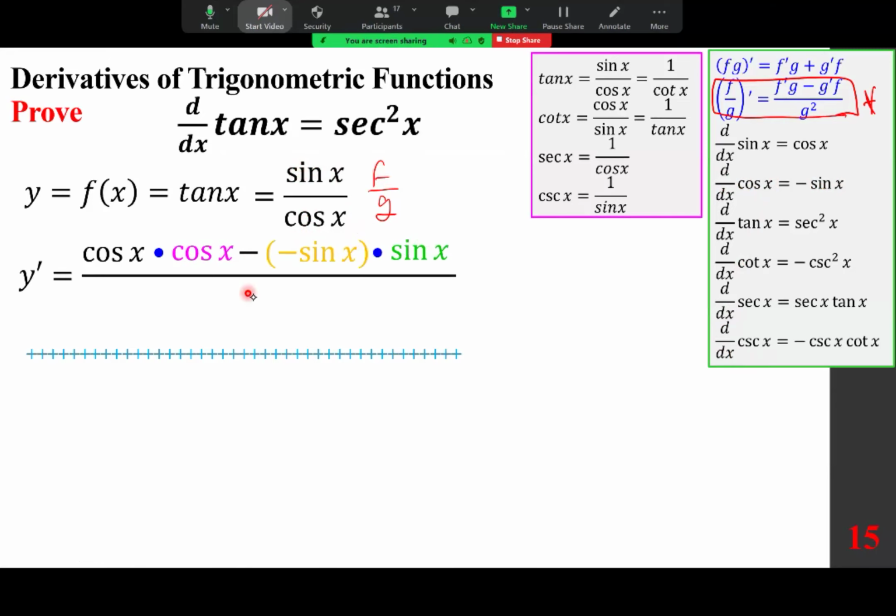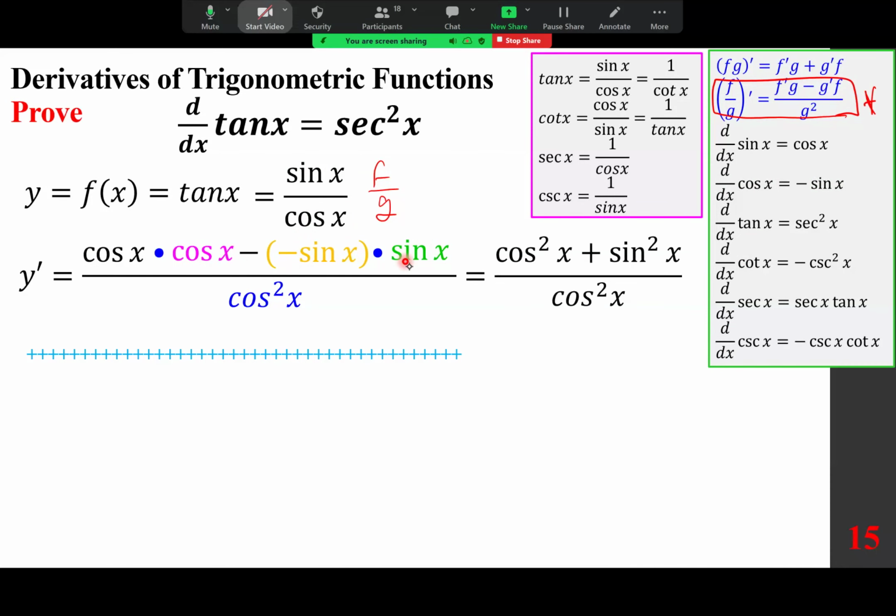So what do we have? Cosine squared plus sine squared. As you know, the sum of sine squared and cosine squared in any order is 1. If 1 over cosine x is equal to secant x, 1 over cosine squared must be equal to secant squared x. Therefore, d dx of tan x is secant squared, or the derivative of tangent is secant squared x. So we proved that.